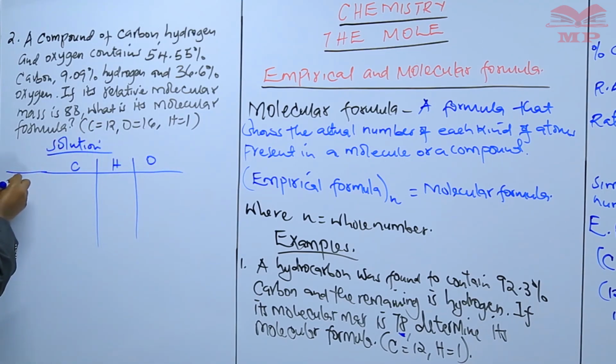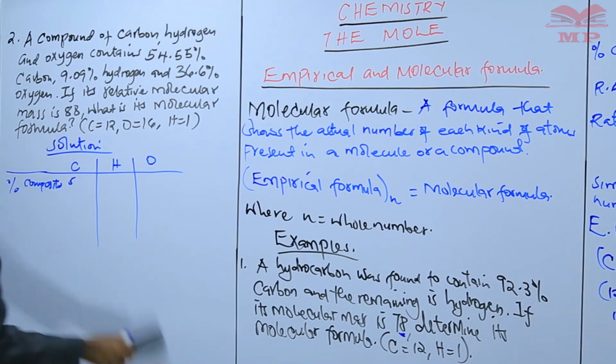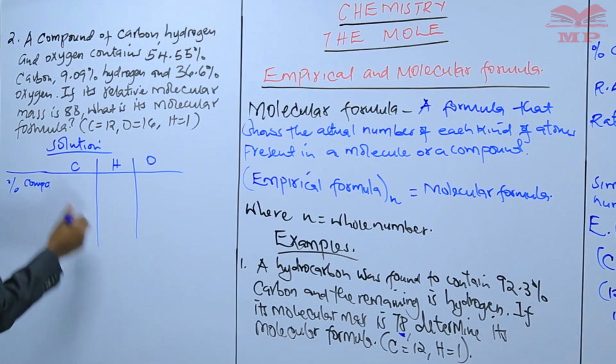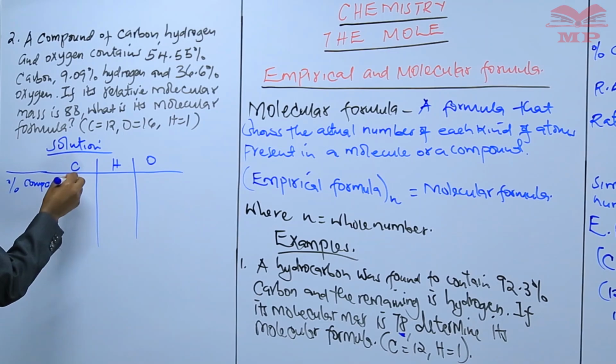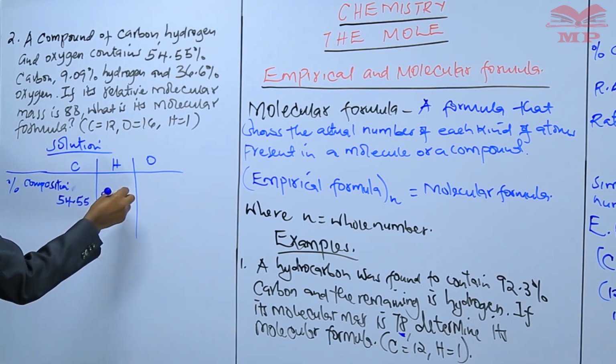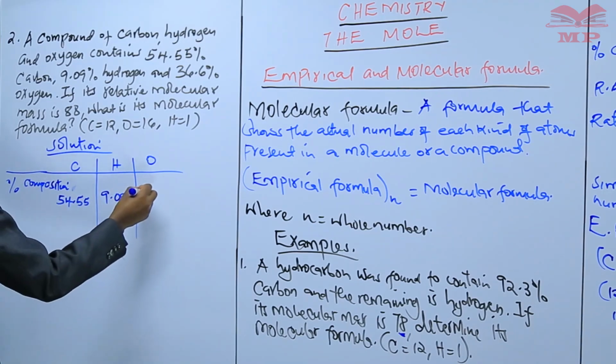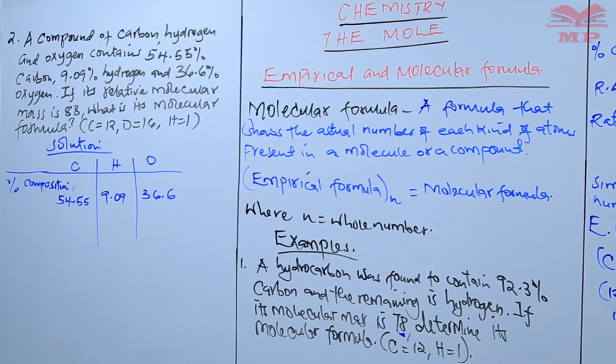The percentage composition: carbon has a percentage of 54.55. Hydrogen is 9.09. Oxygen is 36.6. Percentage of carbon is 54.55, percentage of hydrogen is 9.09, then percentage of oxygen is 36.6. Then we divide by the relative atomic mass.